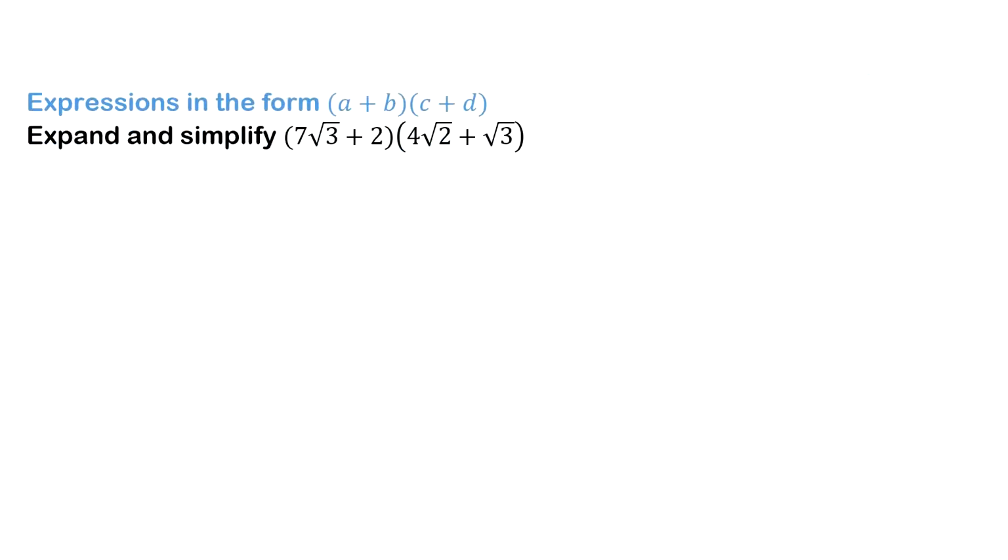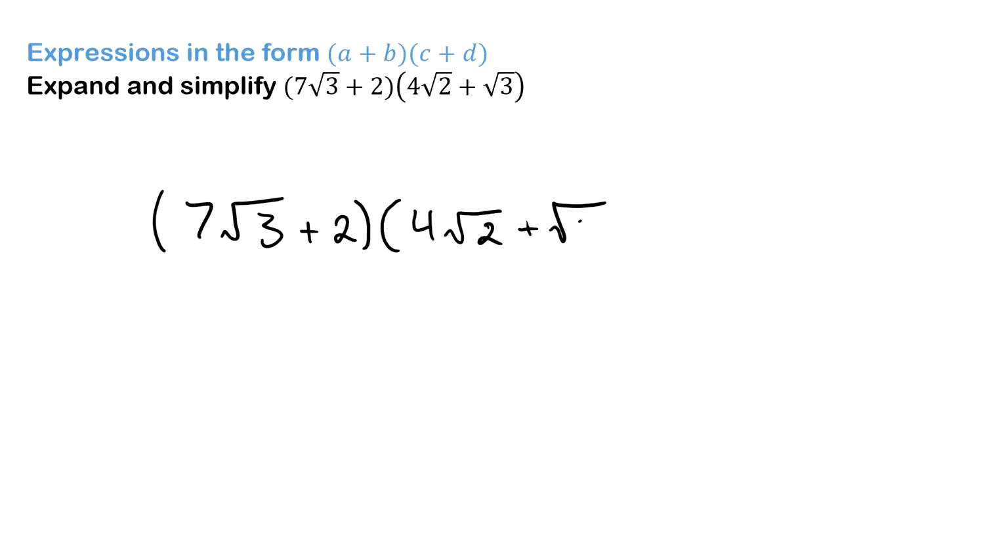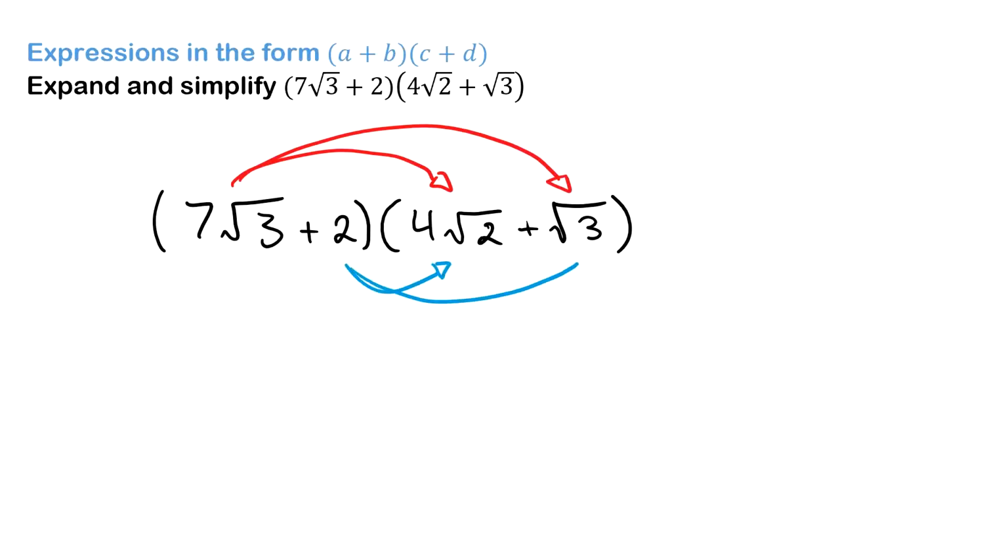So if we go down here to this next one, we have the expression in the form of (a plus b)(c plus d). Again, I'm going to rewrite it just so I have some room. And then we draw our arrows. So we know this is multiplying over here, but then we also know it's multiplying over here. Now remember, this can be called crab claws because it takes the form of a crab claw there. So there we have 2 times 4 root 2, 2 times root 3.